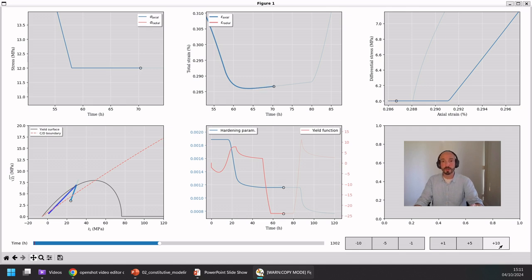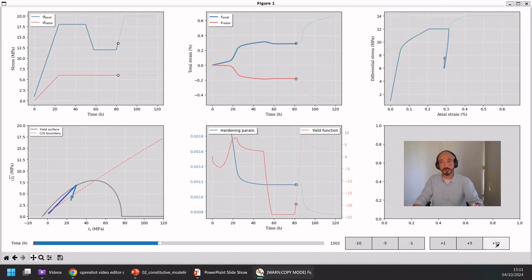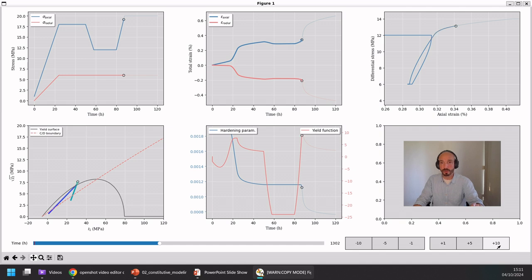Let's see, so I can keep going. Let me zoom out here. We can keep going until we start to reload again. So yeah, this is a model result, but when you perform experiments, you observe something very similar to this. So this is very illustrative of what happens in reality. Okay, so this is what we call the reverse creep.